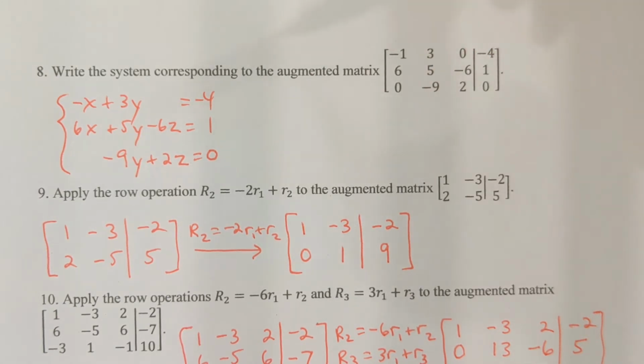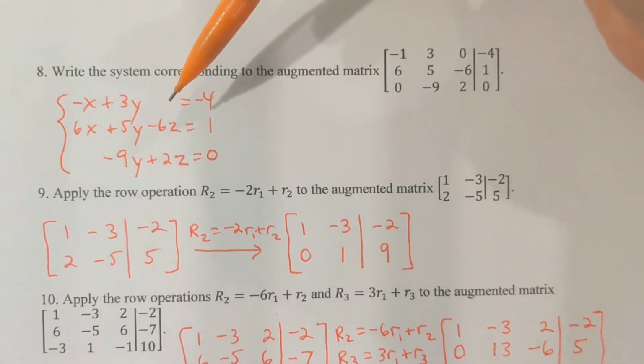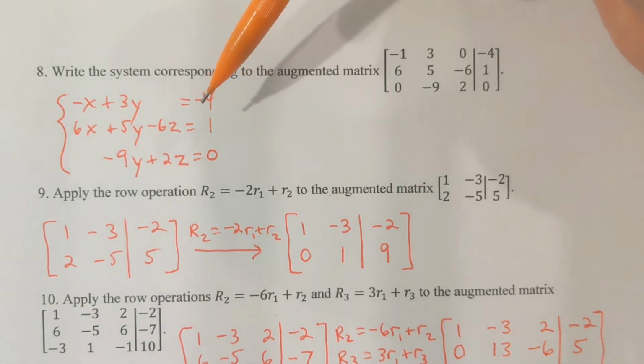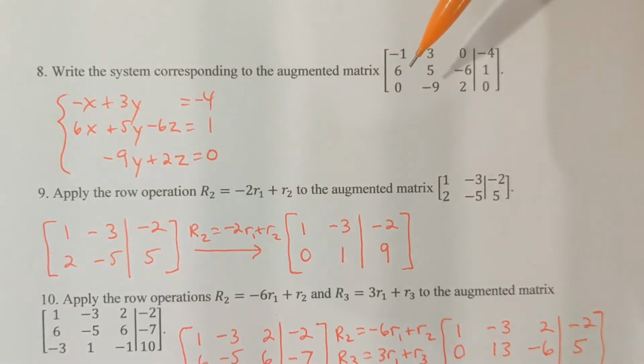y, and z. So my first equation, I've got a negative 1 in front of x, a 3 in front of y, a 0 in front of z, and then a negative 4 on the right. In the second equation, it's going to be 6x plus 5y minus 6z equals 1. And then in the third equation, I don't have any x's, so it'd be negative 9y plus 2z equals 0. Here'd be my system then.